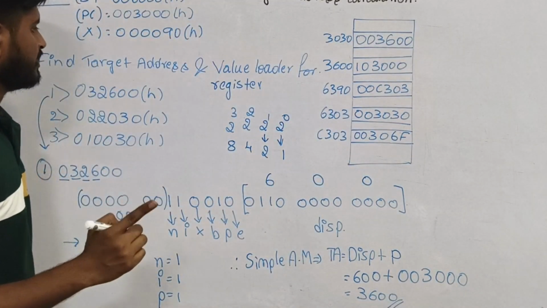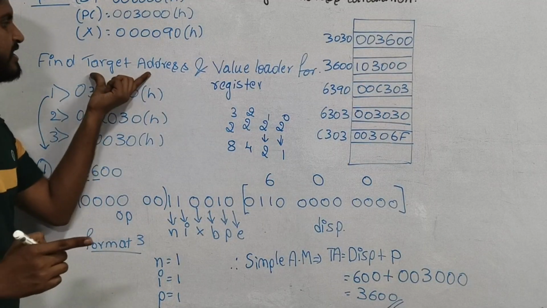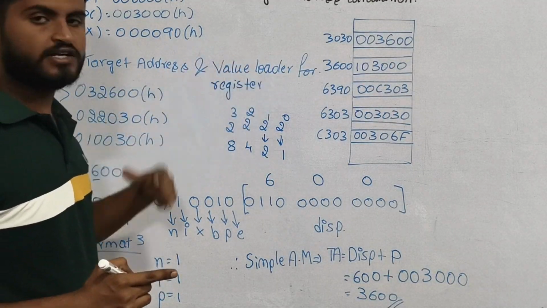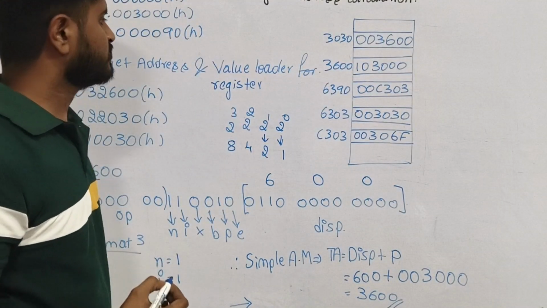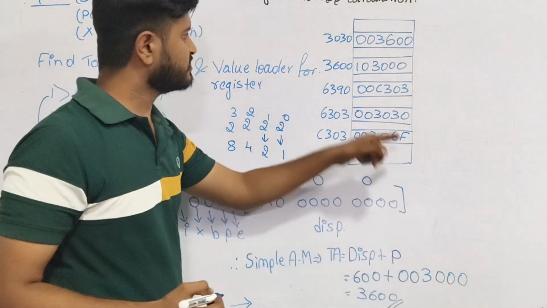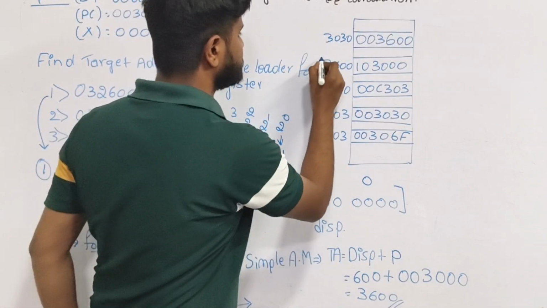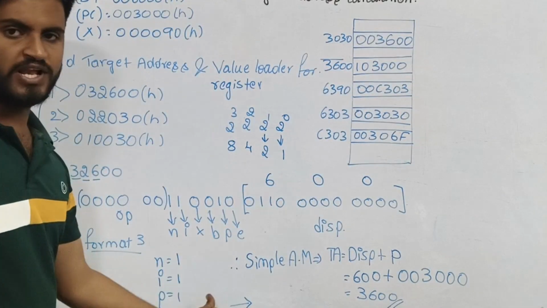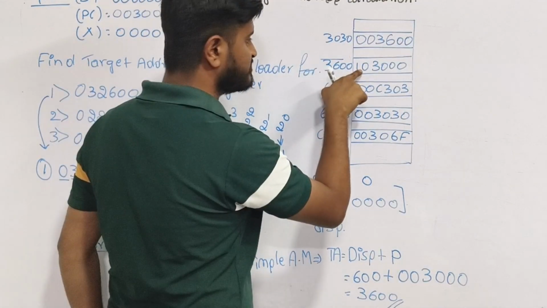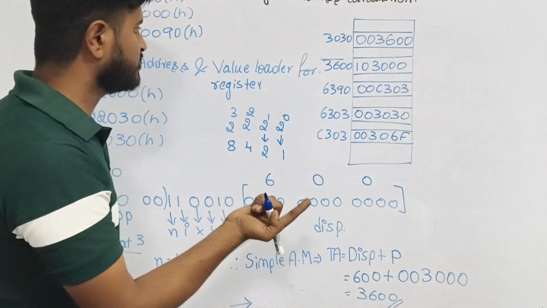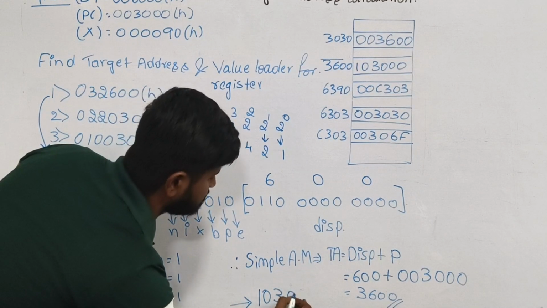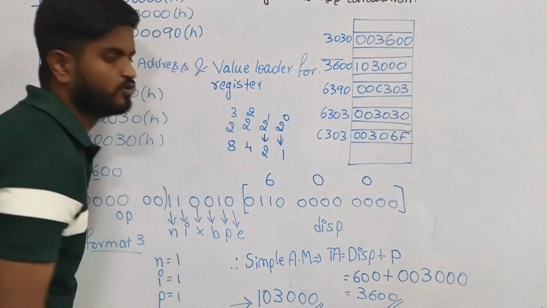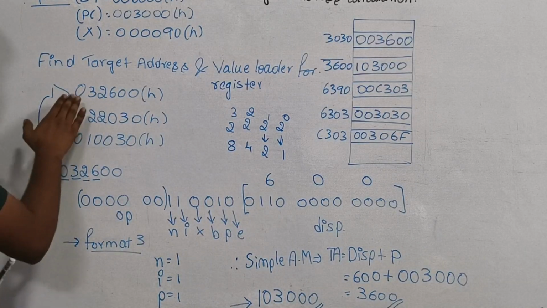Now for the first problem, you found the target address. What will be the value loaded to the register? The value loaded to the register will be equal to C3600. 3600 is here, and it is the simple addressing mode. So what is the value inside? It will be the value loaded to the register. So it is 103000. This is the value loaded to the register for the first problem.